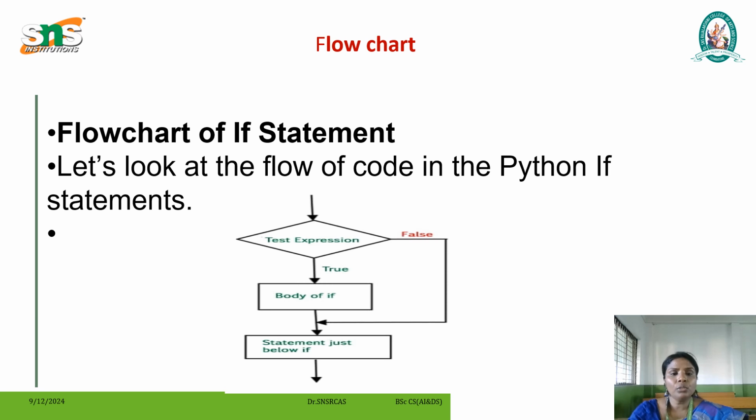Next we see the flowchart for the if statement. Let's look at the flow of code in the Python if statement. First we keep the test expression, and the condition will be checked. If the condition is true, it will go to the body of the if statement. If the condition is false, it goes to the statement just below the if statement. So if the condition is true, the body of the if statement is executed; if it is false, the statement just below the if statement is printed.